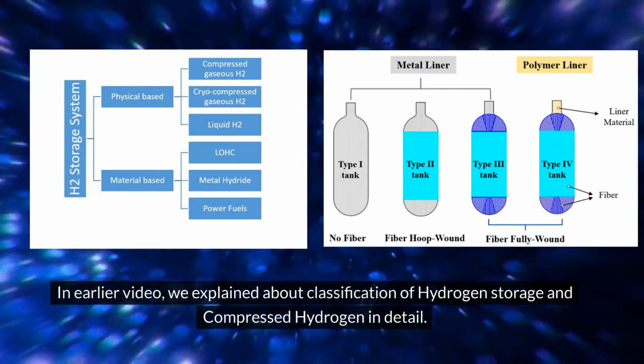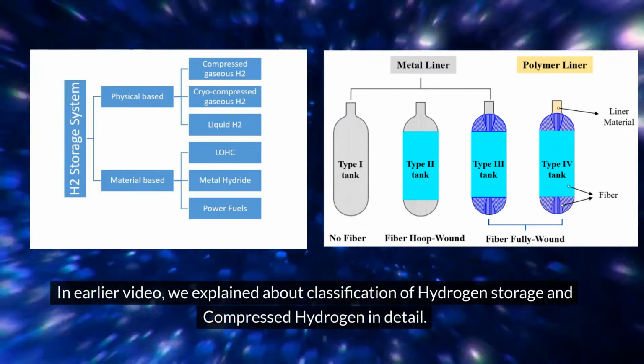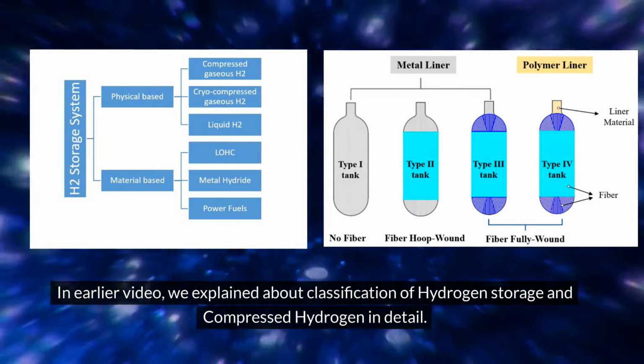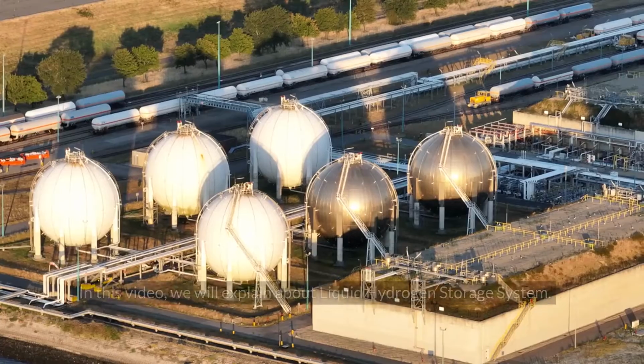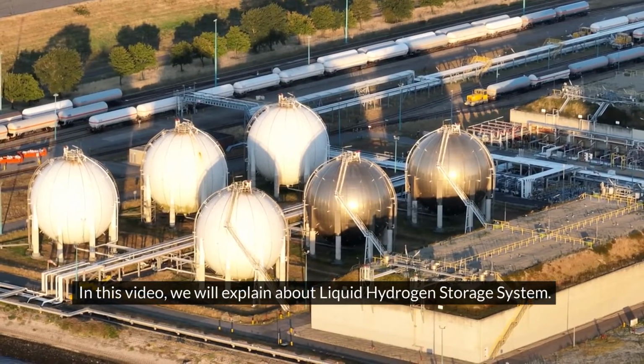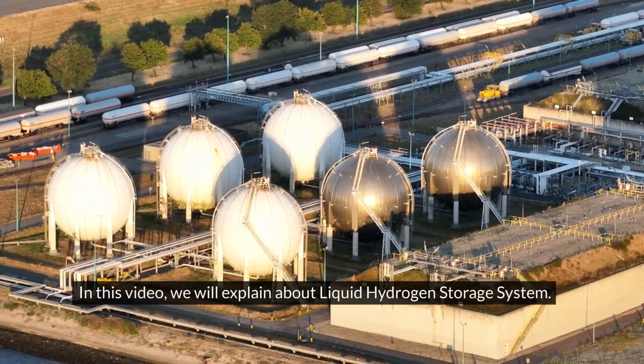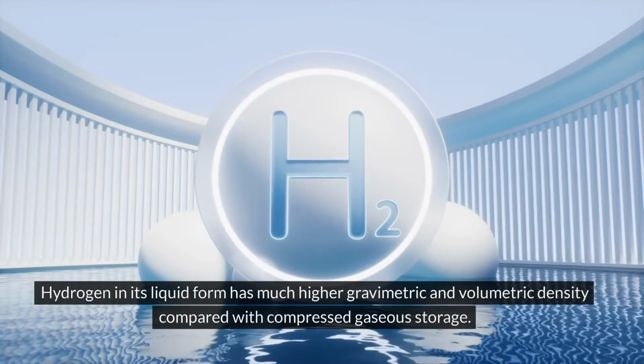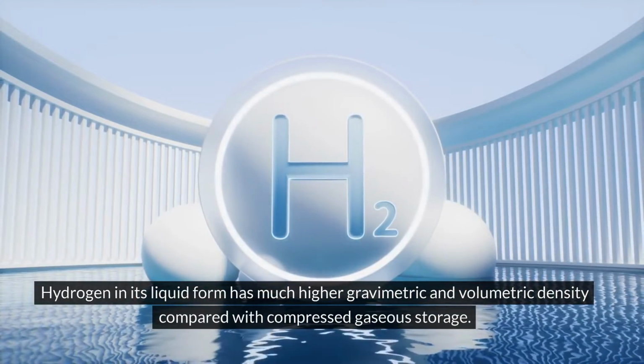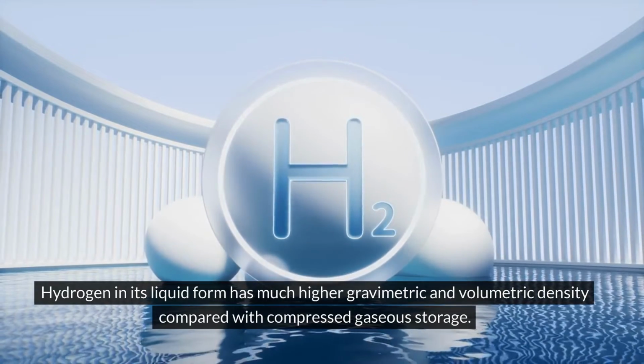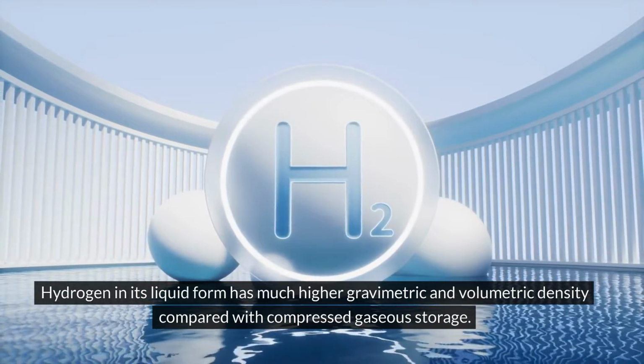In an earlier video, we explained the classification of hydrogen storage and compressed hydrogen in detail. In this video, we will explain the liquid hydrogen storage system. Hydrogen in its liquid form has much higher gravimetric and volumetric density compared with compressed gaseous storage.